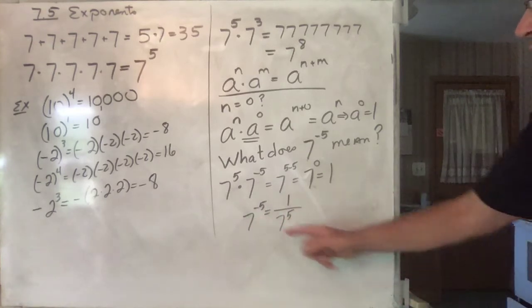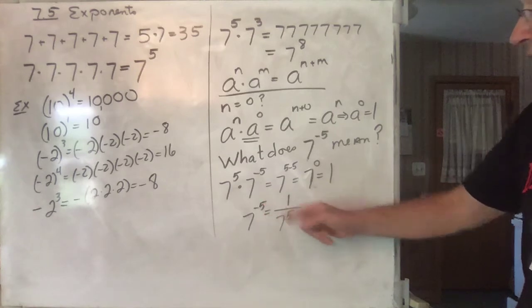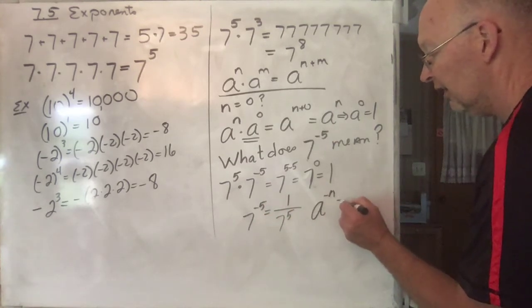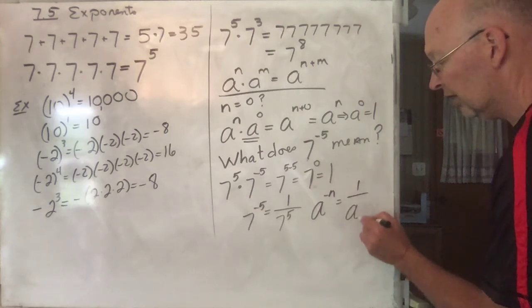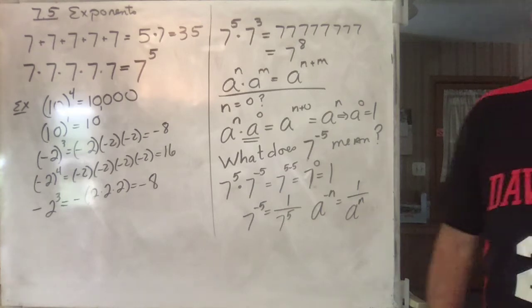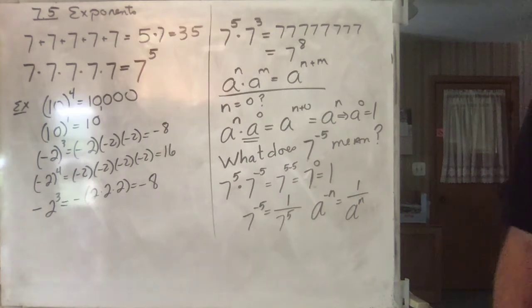So anything to a negative power is just 1 over that thing. 7 to the negative 5th is 1 over 7 to the 5th. A to the negative n is equal to 1 over a to the n. You flip it over the line. Okay? So that's important. All sorts of important stuff.